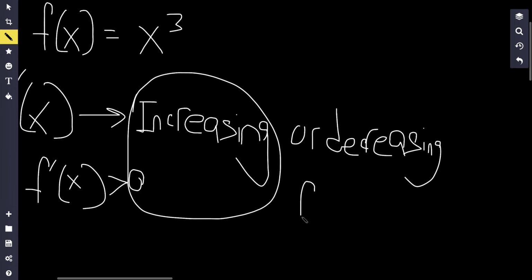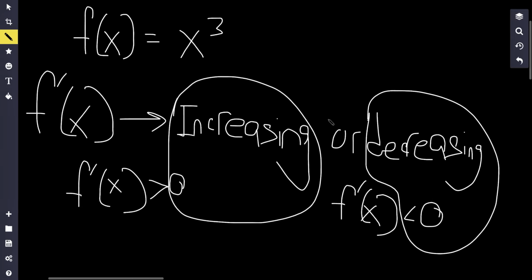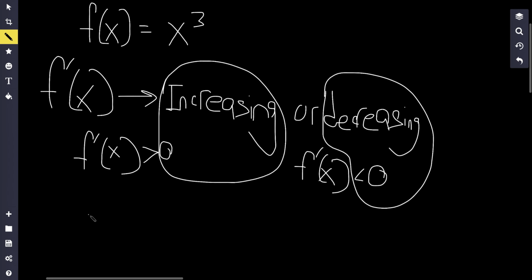While if f prime of x, your derivative, is less than 0, that means your function has a negative slope, right? So your function is going to be decreasing. Now, in this video, we're going to explore the second derivative. So if I take the derivative 2 times, what is that going to tell me?